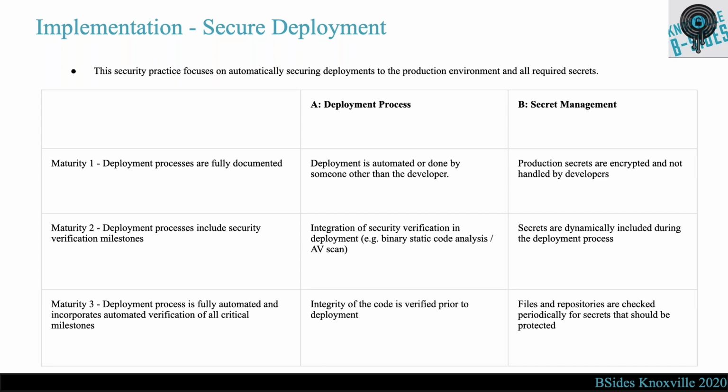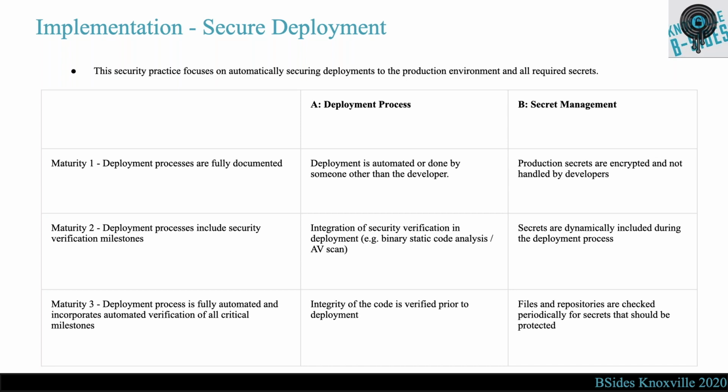Now let's look at the next stream, which is secure deployment. Not stream, sorry, next security practice, which is secure deployment. This particular practice focuses on automatically securing deployments to a production environment and all required secrets. One of the final stages in delivering secure software is ensuring that the security and integrity of developed applications are not compromised during their deployment.